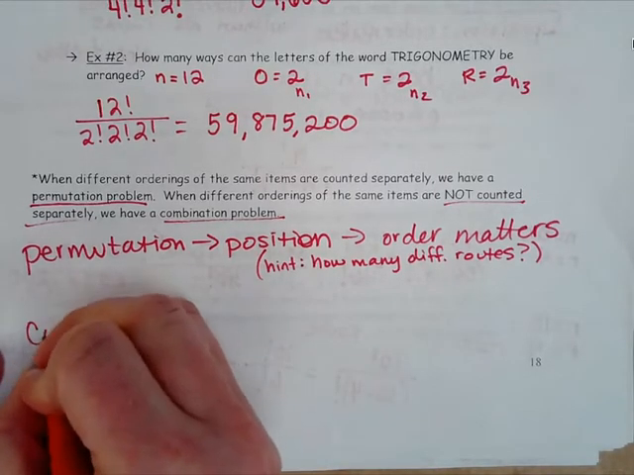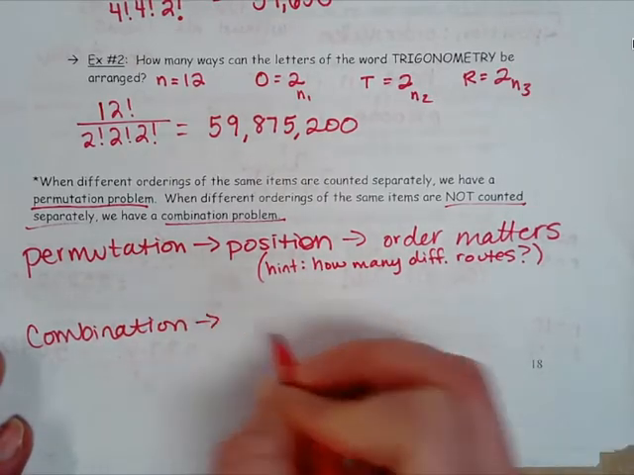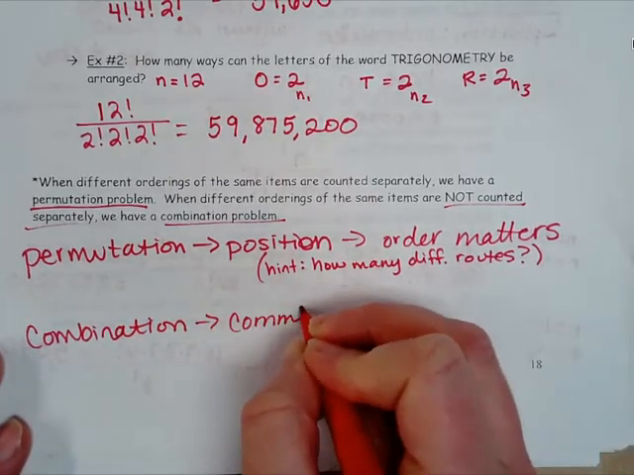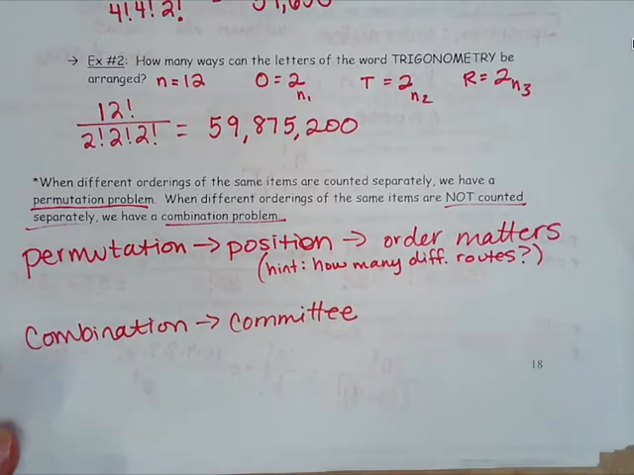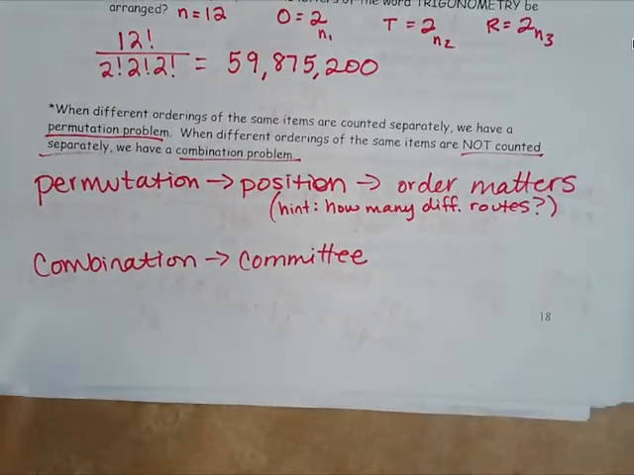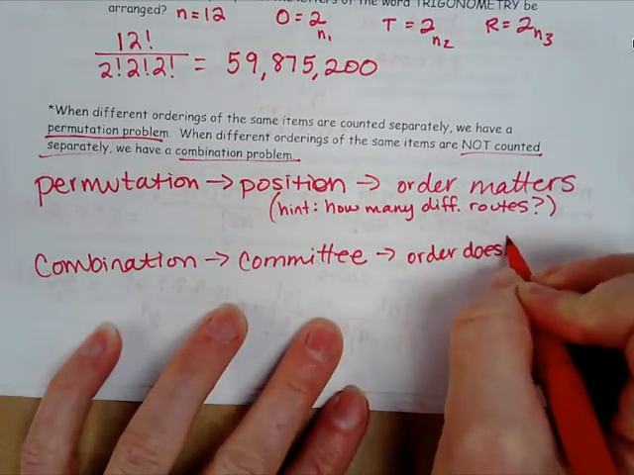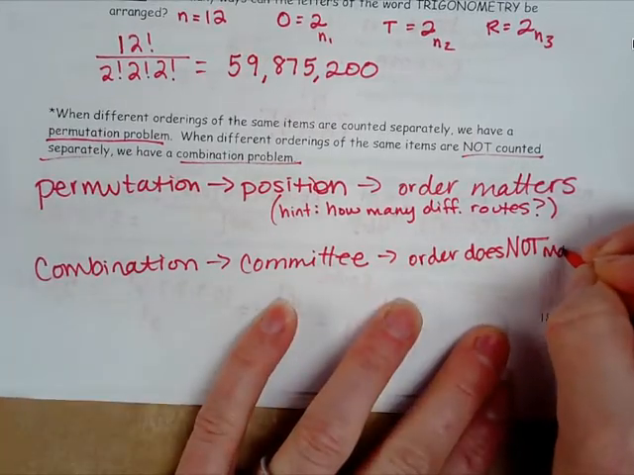Okay, and then combination, which is what we're going to talk about in a minute. With combination, we're going to talk about committees. So think about a committee being formed. Let's say your class officers, say just the top 5 people who get the most votes are your class officers. That would be a combination. It doesn't matter what order they were chosen or who had the most, they're all in the same committee. Order doesn't matter.